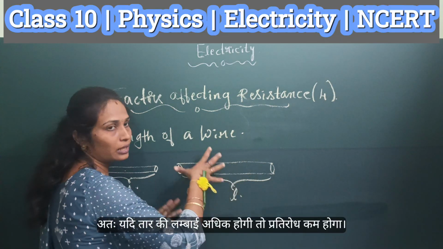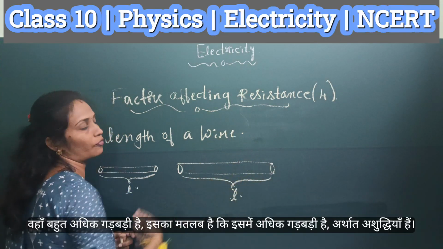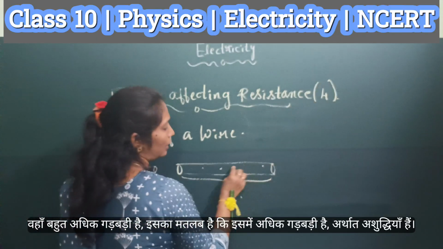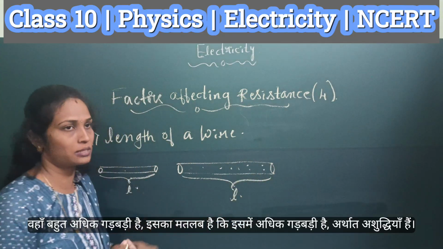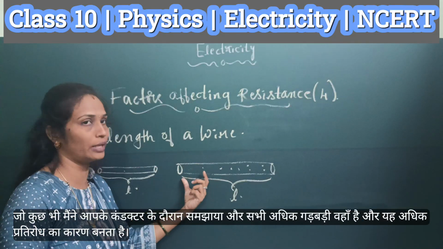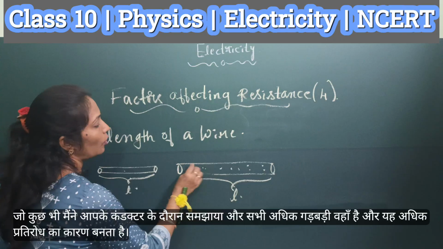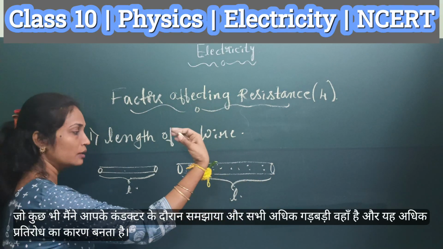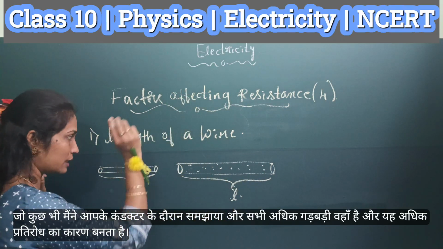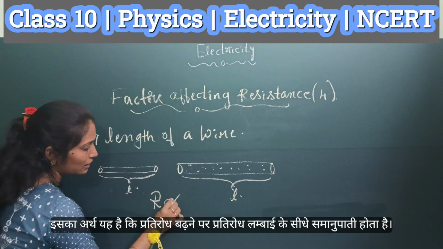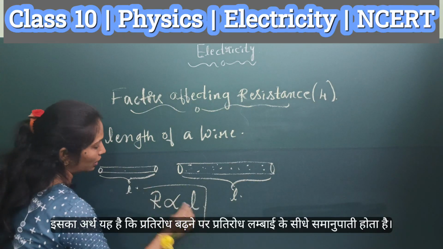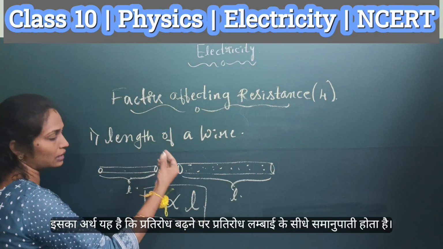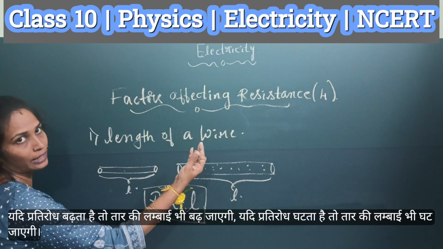If the length of the wire is bigger, there is a lot of disturbance. That means it has more disturbance, that is impurities, which I explained during conductors, and that causes more resistance. It means resistance is directly proportional to the length. As resistance increases, the length of the wire will also increase.